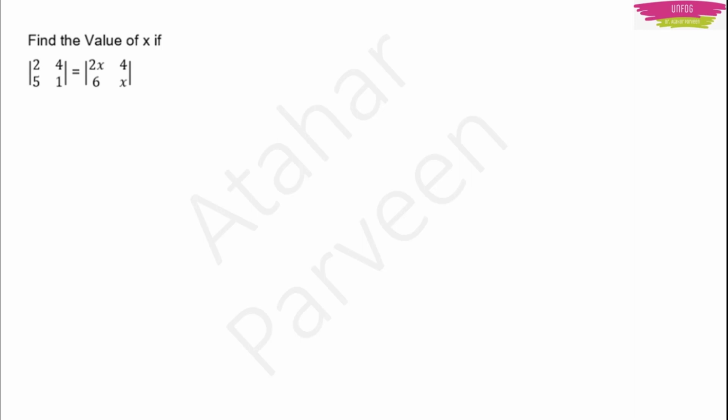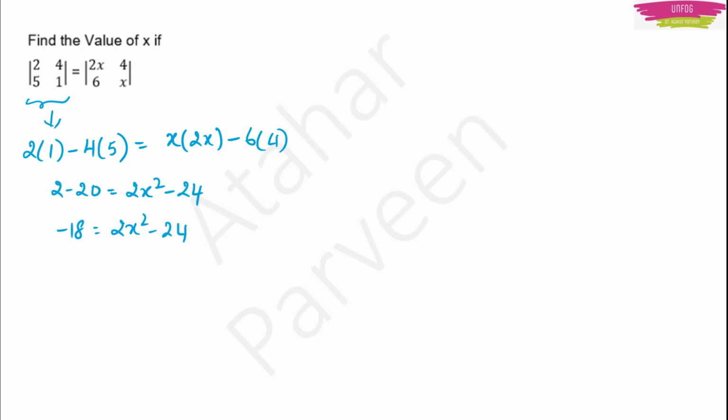Simple examples they will ask you, but if you know the procedure, then only you can answer those questions. Okay, the question is to find the value of x if there are two determinants. In the left hand side you solve the determinant, in the right hand side you solve the determinant, and you equate them because in the question it is given that they both are equal. With this you can find x, right? It is simple. You have a quadratic equation, you find the value of x.